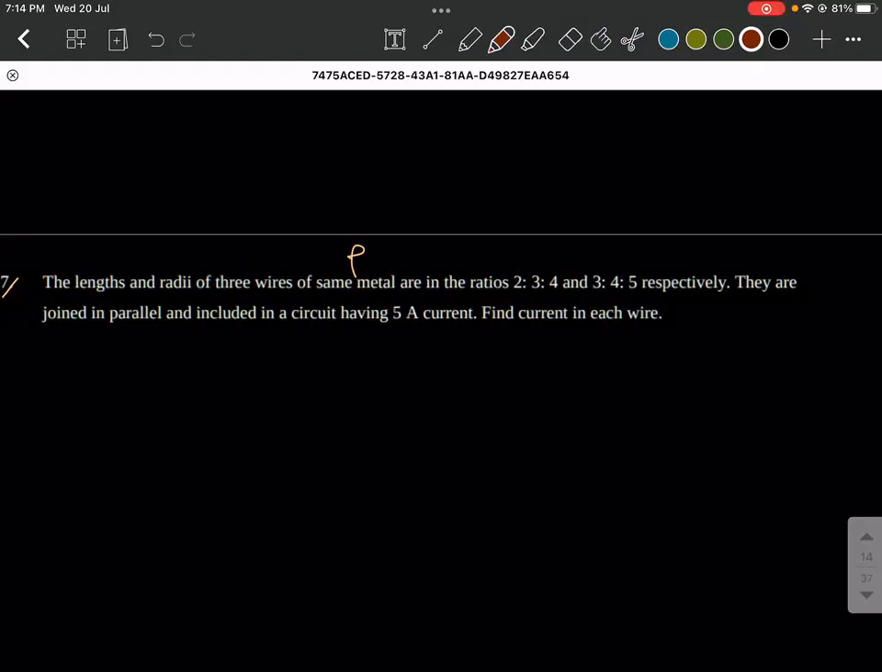So R1 will be equal to rho into 2 by 9, since R is proportional to length over radius squared. R2 will be rho into 3 by 16. R3 will be equal to rho into 4 divided by 25. All three are connected in parallel and included in a circuit having 5 ampere current. Find the current in each resistor. Solve it.